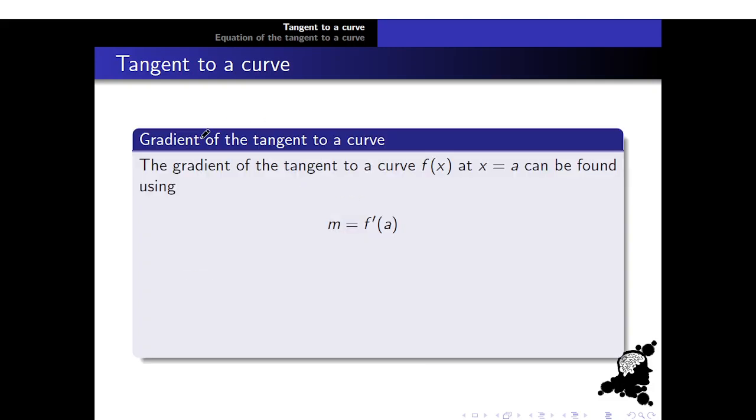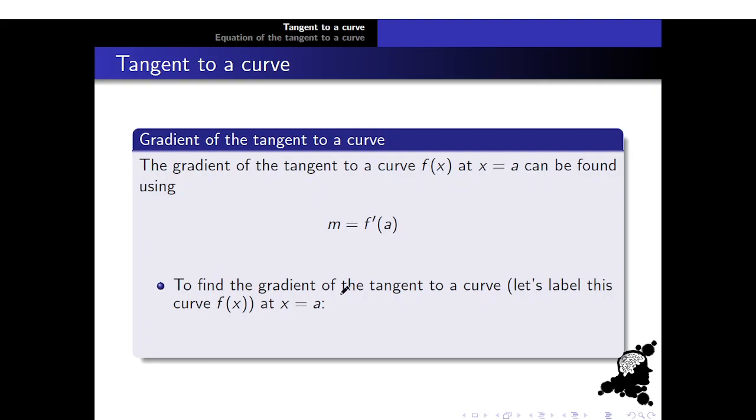Now, let's talk about how to get the gradient of the tangent. To get the gradient of the tangent to a curve at a specific value x equals a, what we do is we find the first derivative of the curve. Then we substitute x equals a into that specific equation. It does not matter what type of curve we're looking at. It could be a quadratic function, a parabola. It could be a hyperbola. It could be any type of polynomial. For as long as we have a curve, we can substitute the x equals a, or the x value, into the first derivative to get the gradient.